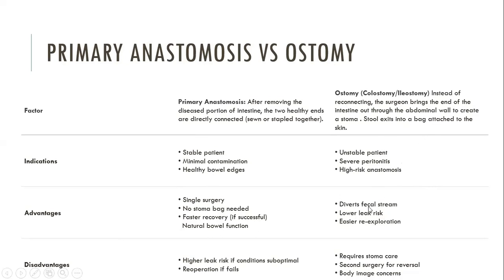Like in the ostomy, it basically diverts the fecal stream because you created a stoma, a hole in the abdomen, so the stool will come into the stoma bag, but it has a lower leak risk, and once you do any re-exploration, it will be easier. Now, disadvantages for these two procedures: for primary anastomosis, there is a higher leak risk if conditions are suboptimal, and there can be a reoperation if it fails.